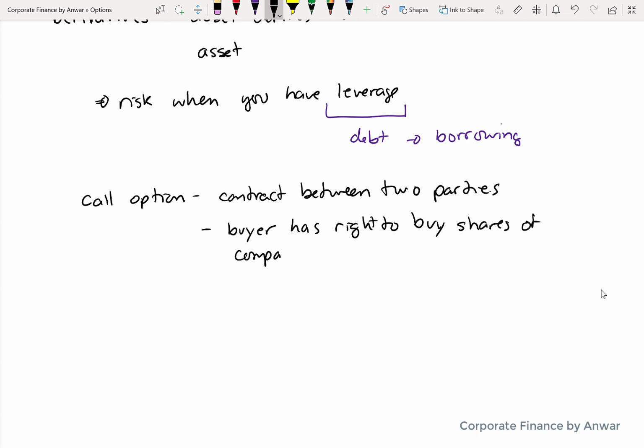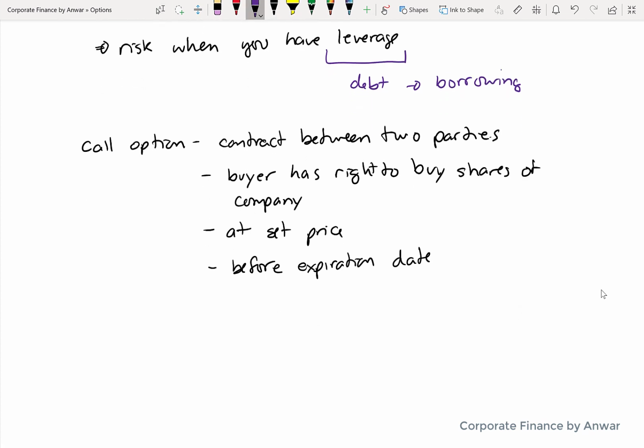It gives you the right to buy shares of a company, and this will be done at a set price and before a certain period of time. So there's going to be an expiration date to this contract. Essentially, these are the key terms of the contract. In this case, it's a call option, so they have the right to buy. The important thing to realize here is it's not the obligation, it's the right. And this will come up later as well.